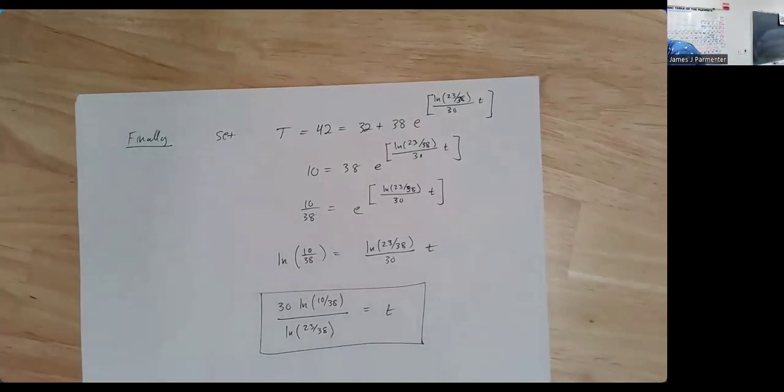And then I have a calculator. No, I don't have a calculator. I can try to use my phone, but that seems ridiculous. Let's just use the computer here.